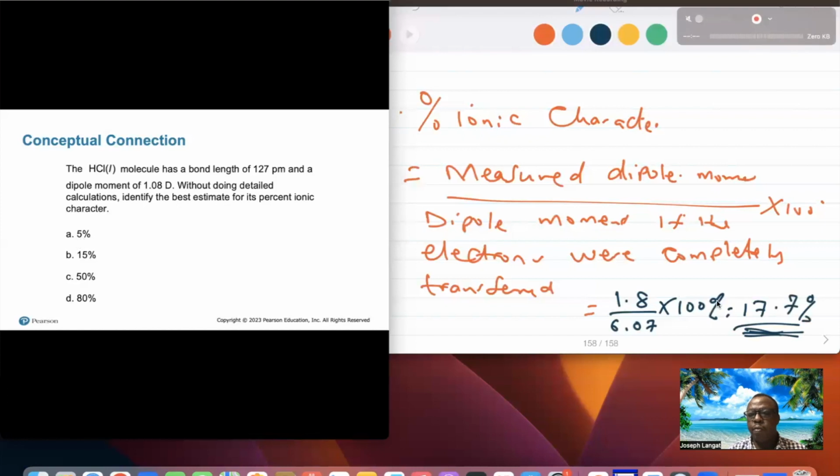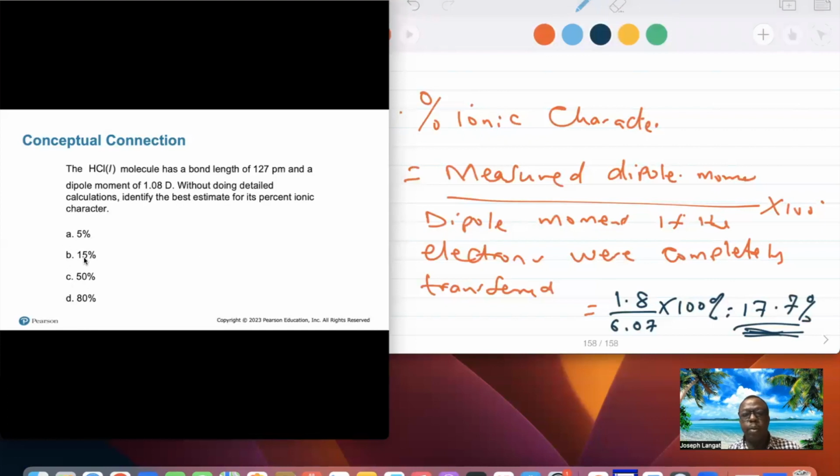It cannot be 5. If you look at 17, it's way off 5%. The closest is 15. If you look at 50, 80. So C, D, and A are wrong. The best estimate is B.